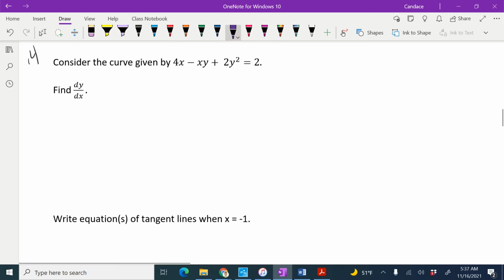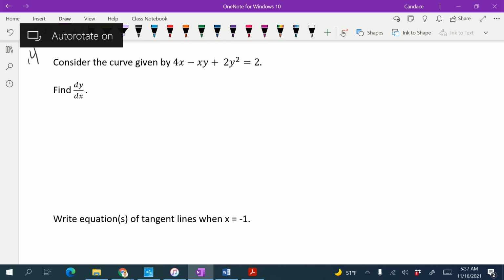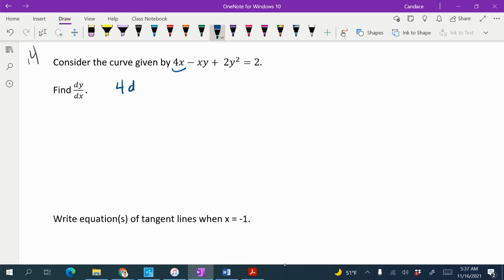In this video, we're going to consider the curve given by 4x minus xy plus 2y squared equals 2, and we're going to find the first derivative. So we find the first derivative. We're going to do this implicitly, so I'm going to start by taking the derivative of 4x, which would be 4 dx/dx.